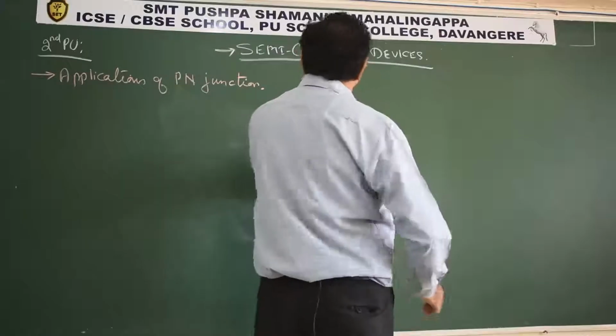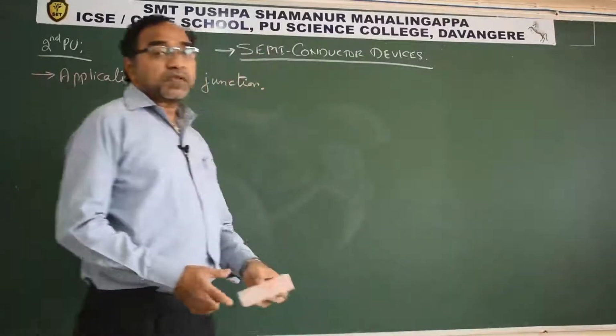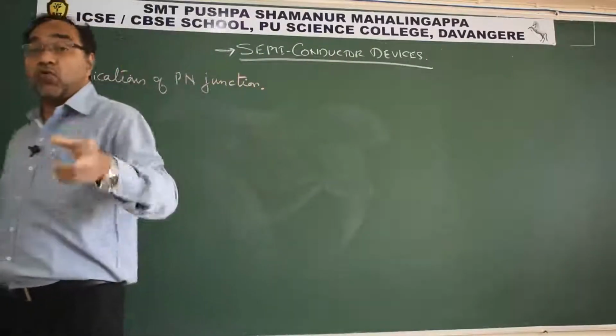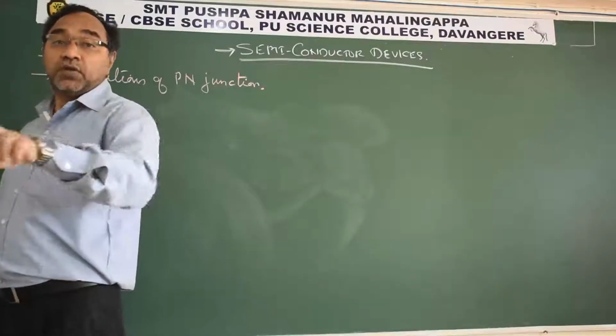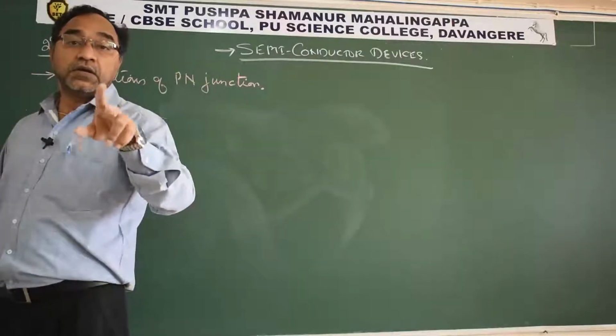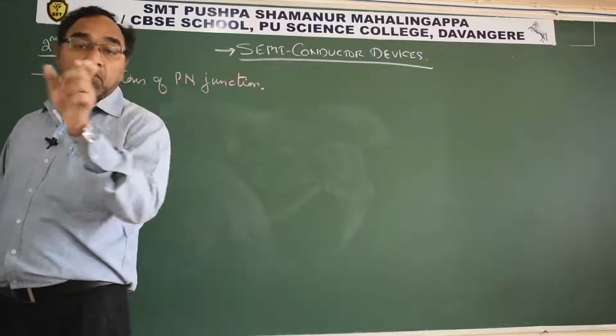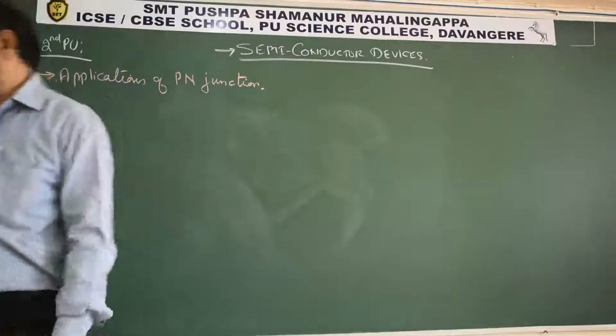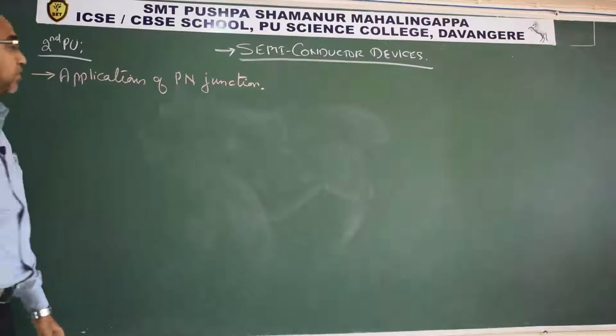So students, this is the symbol which we are using for PN junction. This is also known as a diode. Diode. This word has come from di-ode, that is two electrodes, electrode to electrode.